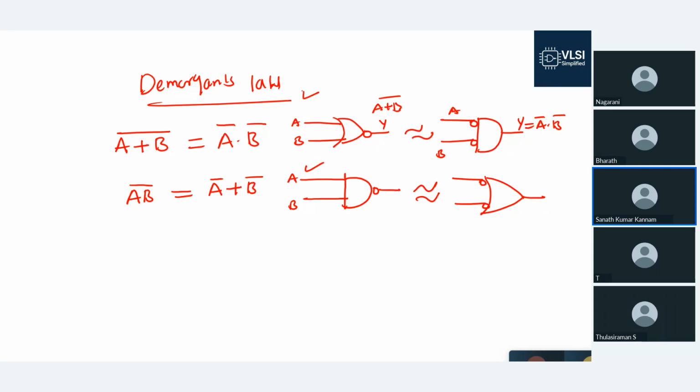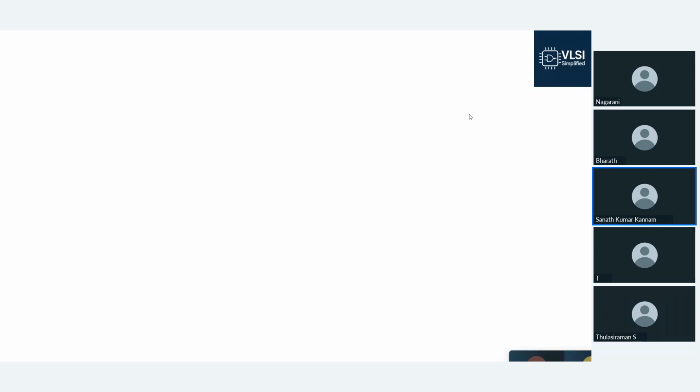Suppose if you want to realize by using NOR gates, wherever the OR gates are there, you need to add the bubble at the output. And wherever the AND gates are there, you need to add the bubble at the input. Okay, so like this, you can do. So this is about dual. So dual means what? Dual of the function.